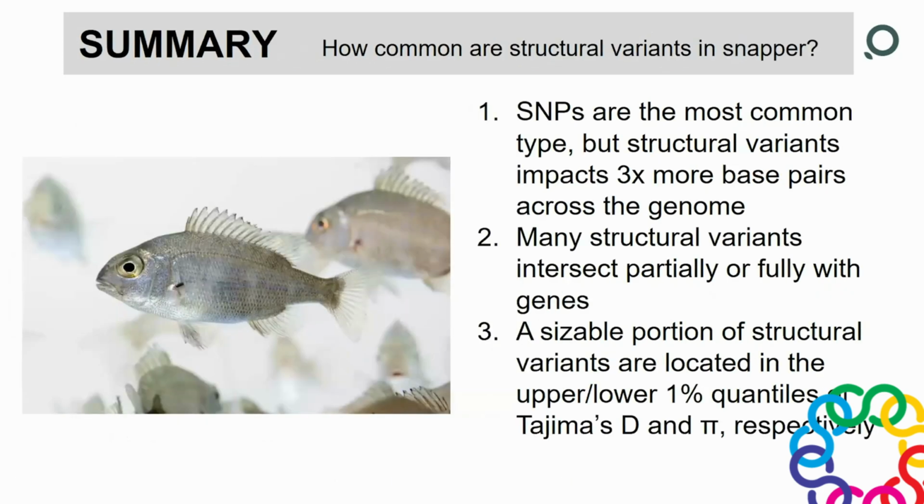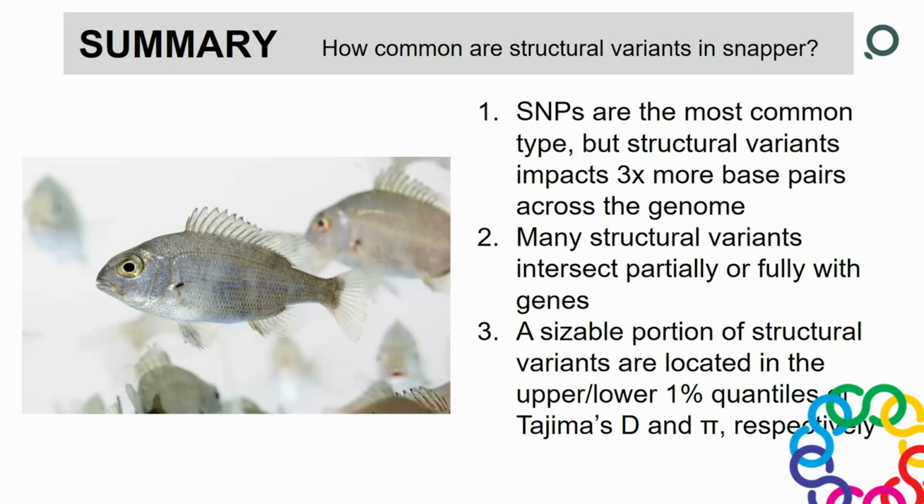Okay, just to briefly sum this part up, because I want to move on to my last part, which is a bit longer. I want to just say that, first of all, you saw that while SNPs are the most common genomic variant in the snapper genome, structural genomic variation actually impacts a higher number of base pairs in the snapper genome, 3 times as many base pairs. Also, several of them intersected with genes and are in regions that are under putative selection.